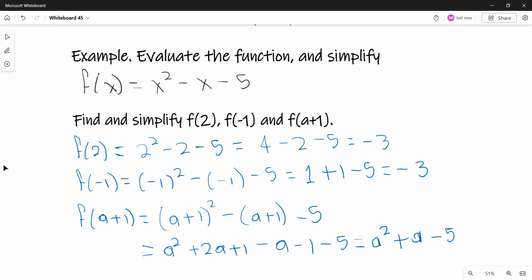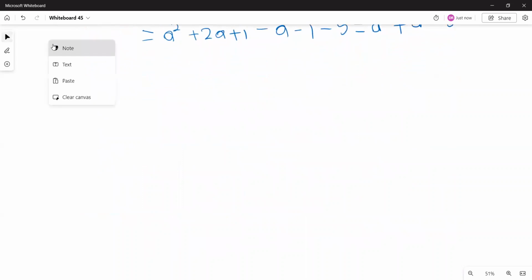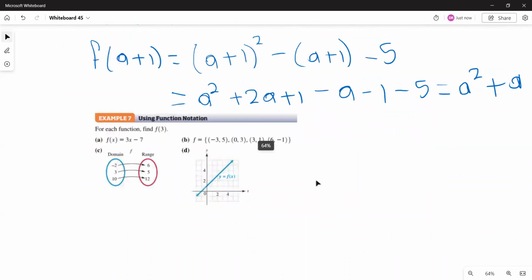Now we're going to evaluate. So we're going to go over example 7. I'm trying to find this example in the book. There it is. This is page 210.